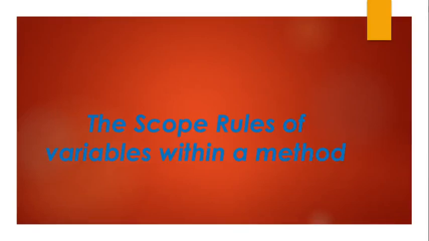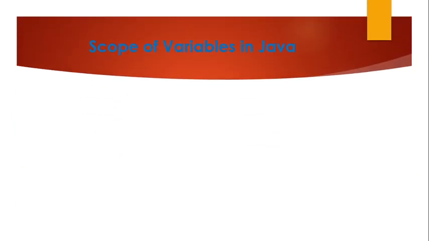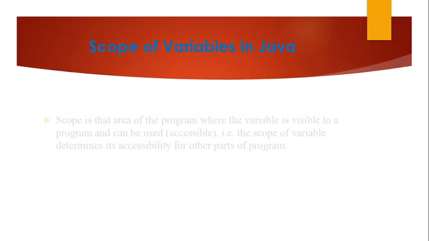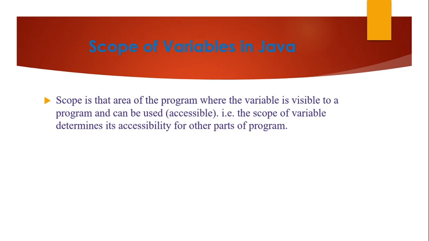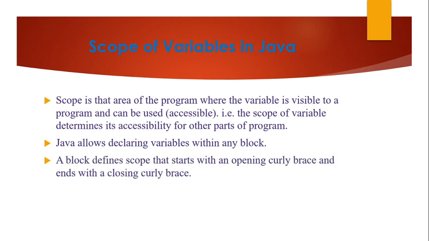In this tutorial, we are discussing the scope rules of variables within a method. First of all, what is the scope of variables in Java? Scope is that area of the program where the variable is visible to a program and can be used or can be accessible. That is, the scope of a variable determines its accessibility for other parts of a program. Java allows declaring variables within any block. A block defines a scope that starts with an opening curly brace and ends with a closing curly brace.